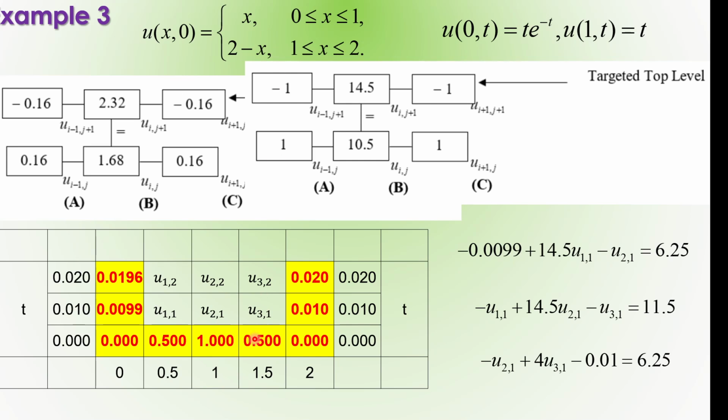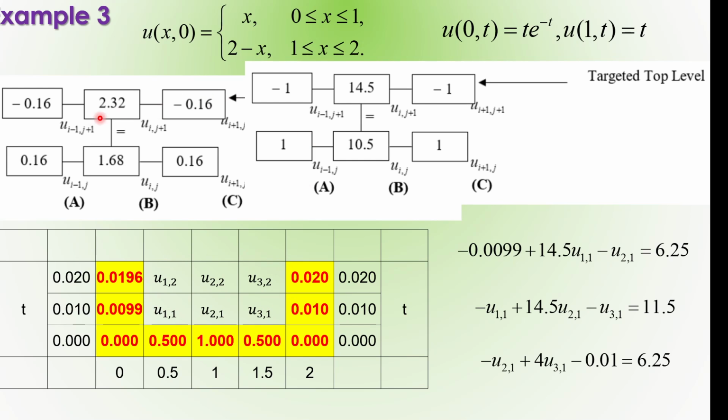So 2 minus 1, you get 1. 2 minus 0.5, you get 0.5. 2 minus 2, you get 0. So the yellow color, this left is the initial condition, and this is the right boundary condition. So you need to find u11, u21, u31, u12, u22, u32, because this is u_ij, where i is 0 1 2 3 4, and j here is 0 1 2. So you have 6 unknowns to be solved.